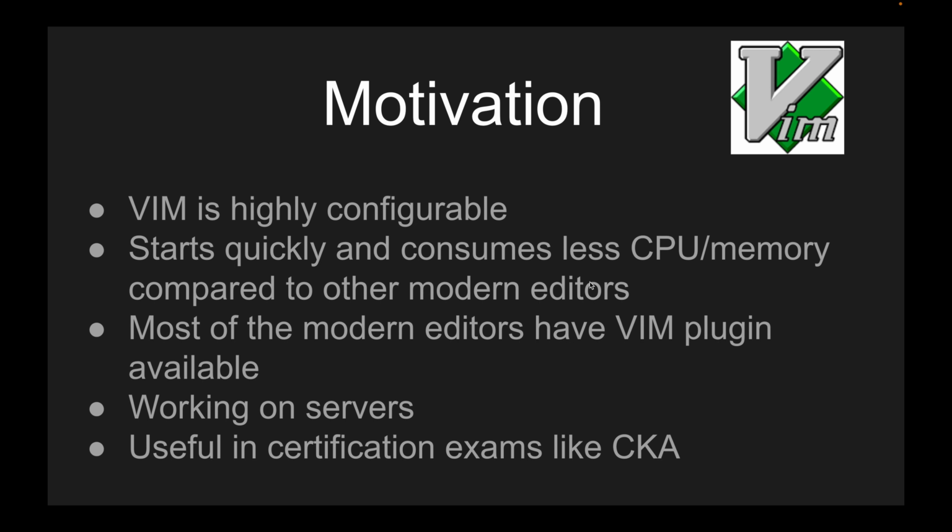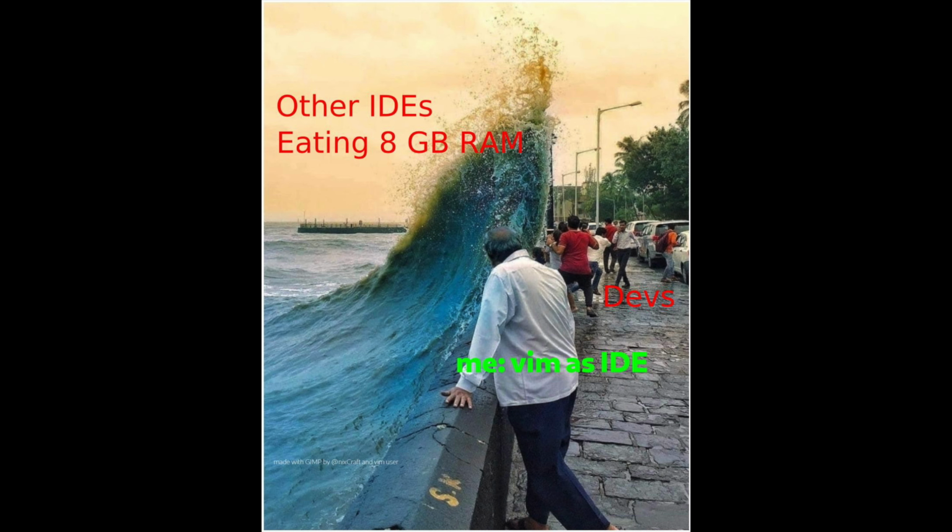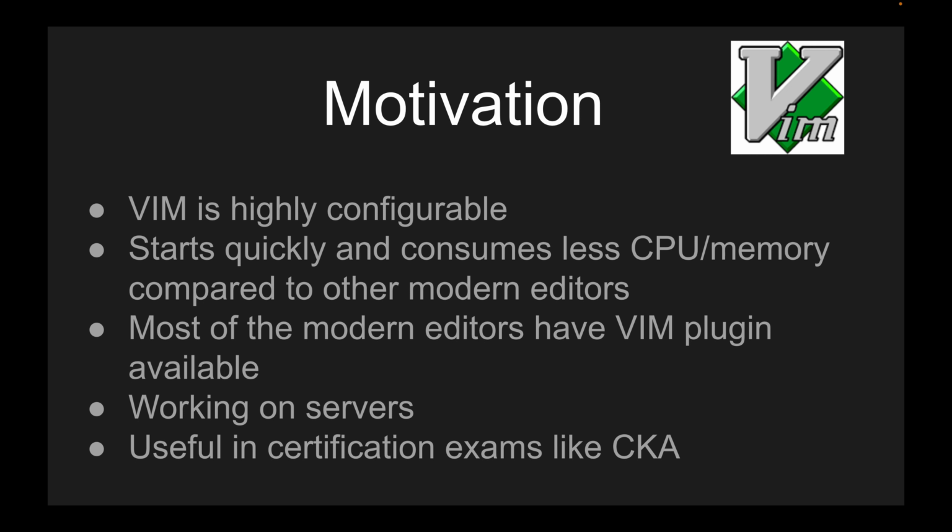And Vim is fast. It can start quickly and its memory and CPU footprint is very small as compared to modern editors that we have today. Also, many modern editors have a plugin for Vim available. We don't have to leave the editor that we are using. We can just enable the Vim plugin and then we will have Vim bindings in our current editor, maybe GoLand, VS Code or anything.